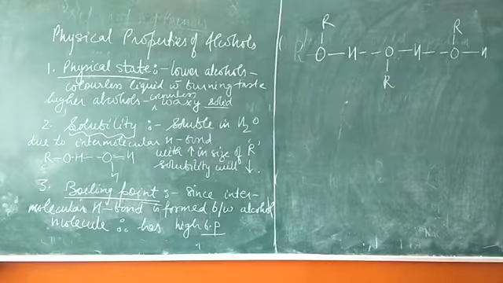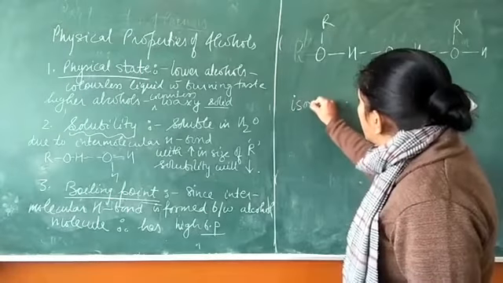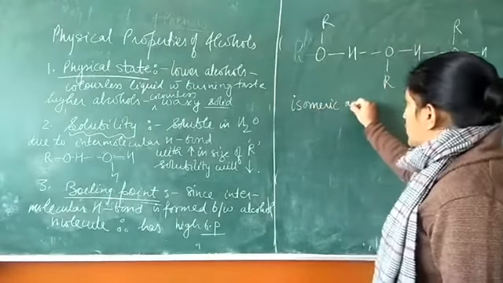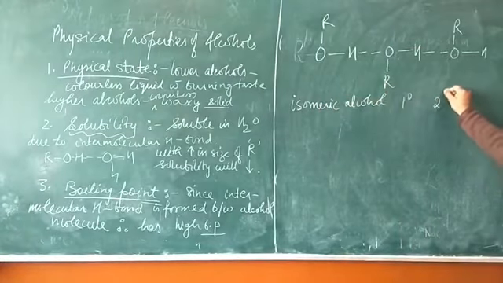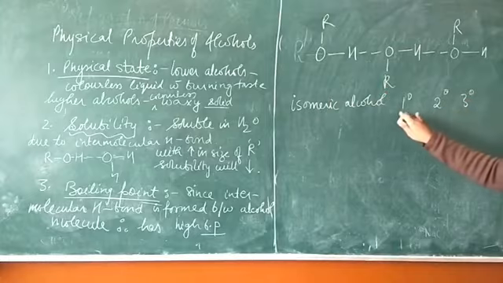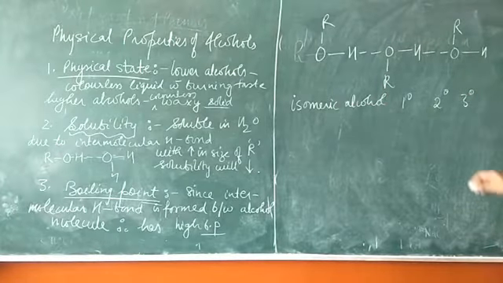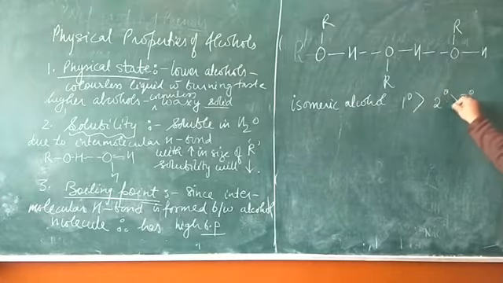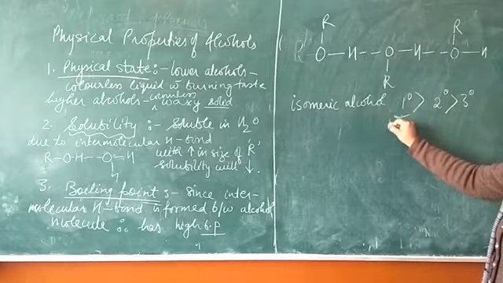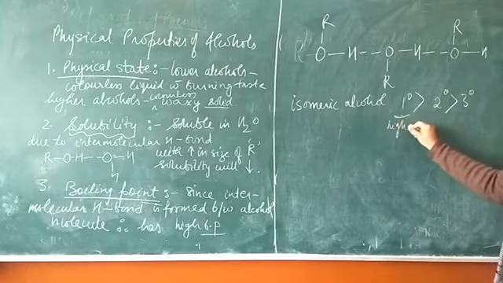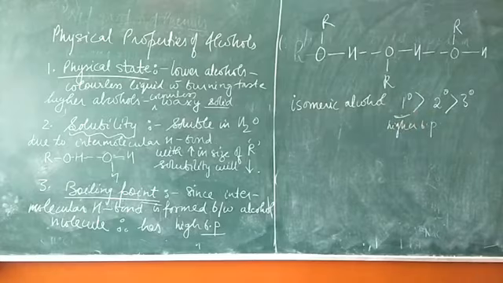Right. Now one more thing to be added here: if it is isomeric alcohol, that means primary, secondary and tertiary alcohol, if we compare them, the boiling point of the primary alcohol will be more, right? So here the primary alcohol will have the higher boiling point. Now why is it so?